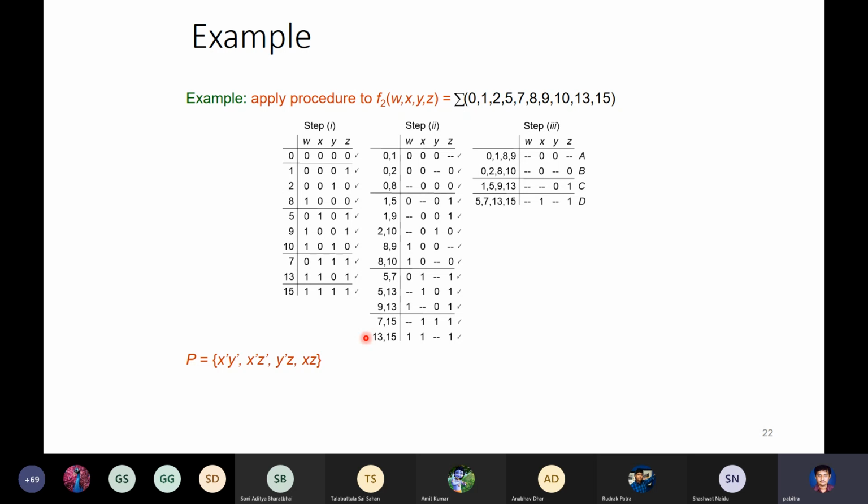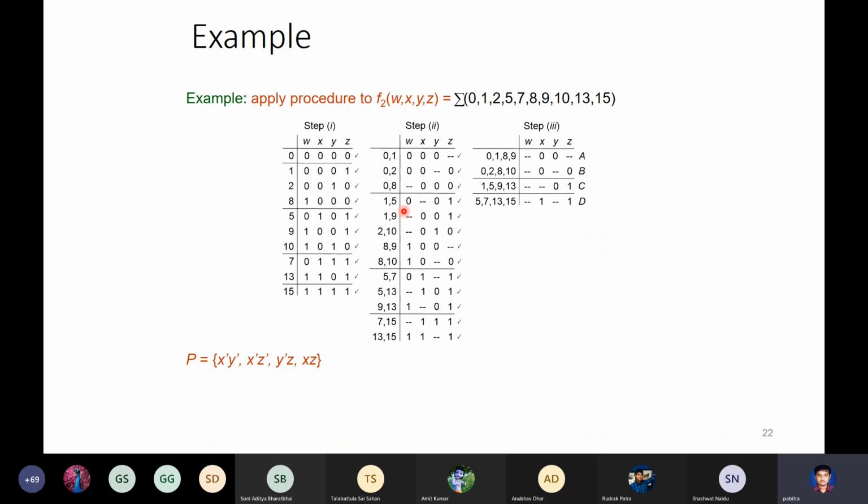Okay. So now let's look at the step 2 table. Now again repeat the same procedure. Like 0, 1, you try to match with 1, 5. 0, 1, we try to match with 1, 9. 0, 1 with 2, 10. 0, 1 with 8, 9. 0, 1 with 8, 10. So 0, 1 and 1, 5.